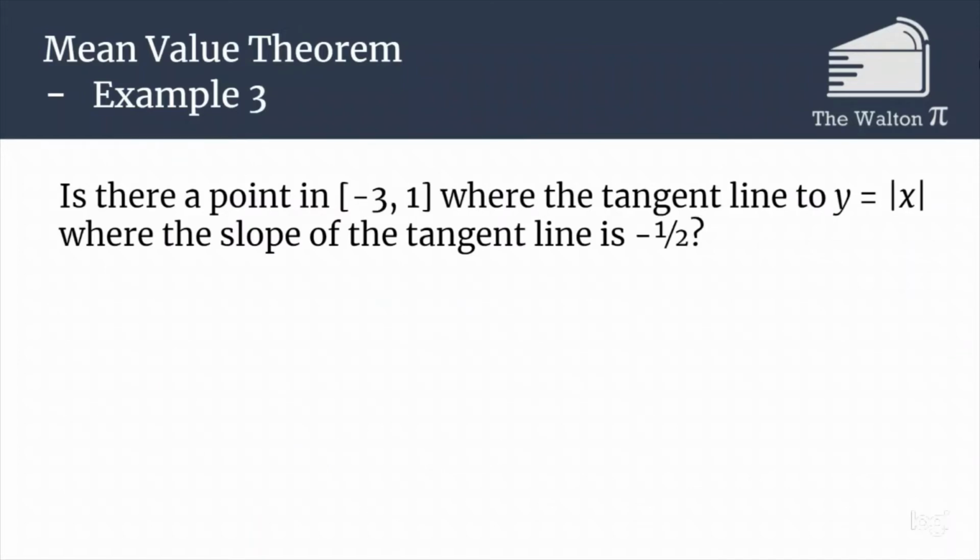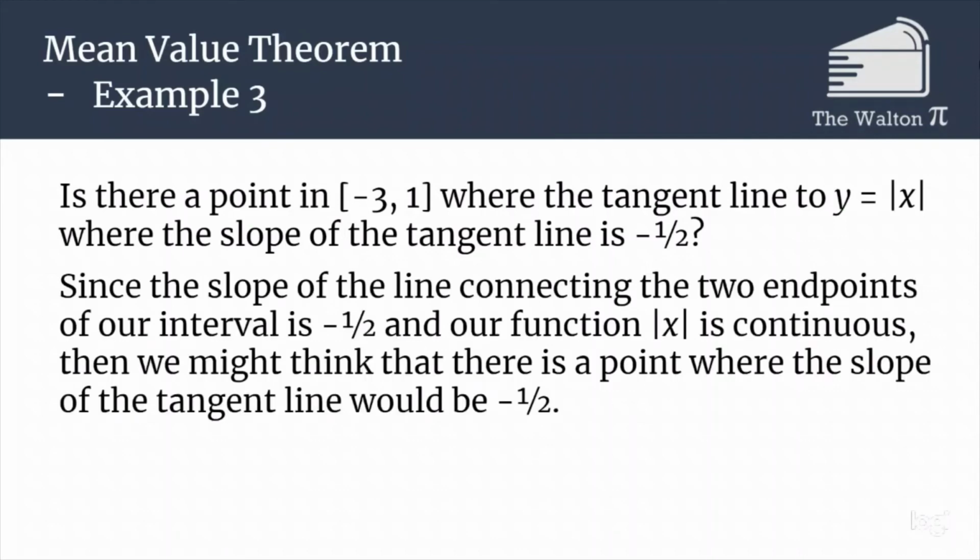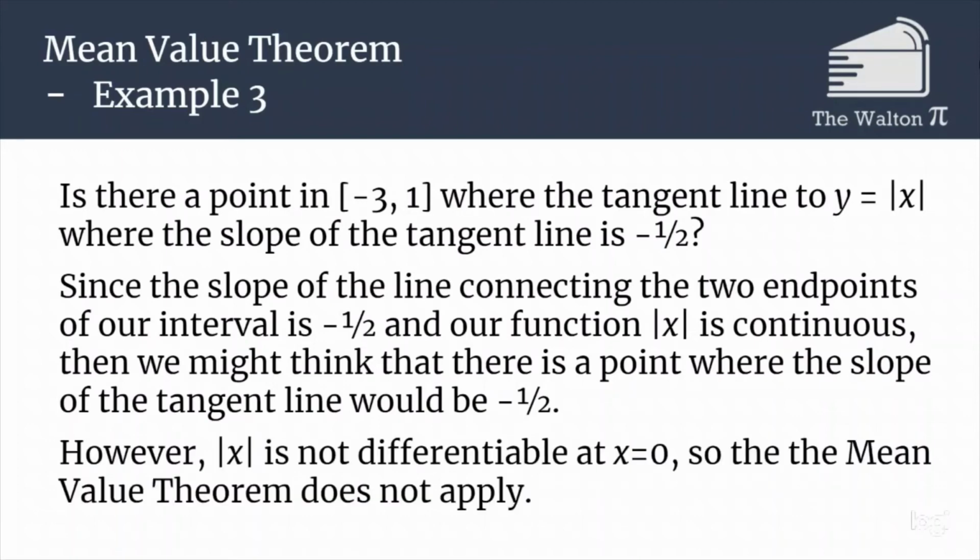Let's go through another example. Is there a point on the interval negative 3 to 1 where the tangent line to y equals the absolute value of x has a slope of negative 1/2? Well, if we check the endpoints, the line that connects the two endpoints does have a slope of negative 1/2. So we might want to say, yeah, there's going to be a point where the slope of the tangent line is negative 1/2. However, this function, while it is continuous, is not differentiable at 0. So because it's not differentiable everywhere in the interval, the mean value theorem does not apply.